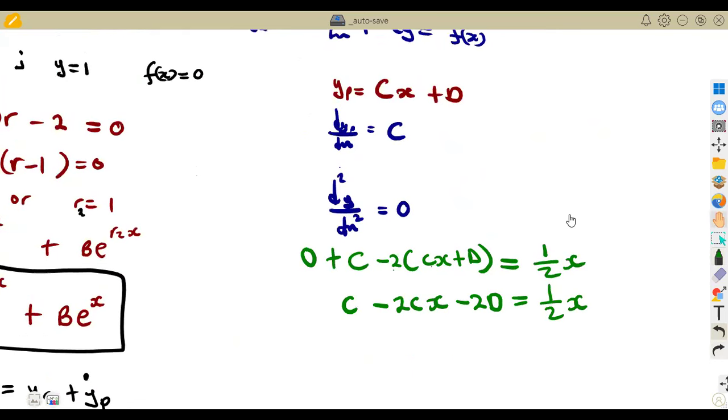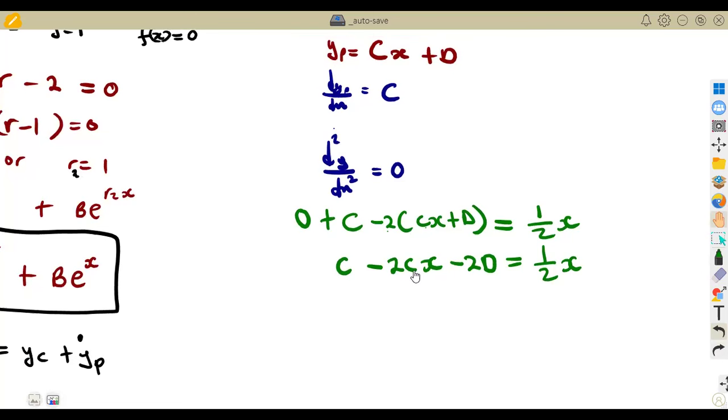So how now are we going to find the value of C and the value of D? By equating, all right? Just like what we had on partial fractions, working with the coefficients. I have x here, so what is the coefficient of x on the left-hand side? It is the term that is affecting x, which is minus 2C. So minus 2C must be equal to the coefficient of x on the right-hand side, which is 1 over 2. So we can find the value of C by dividing by negative.